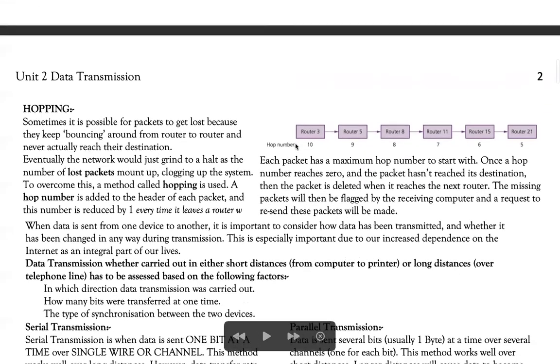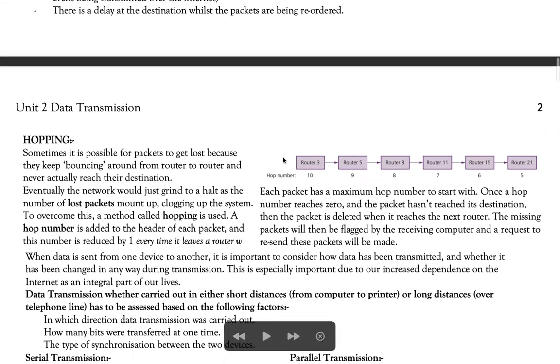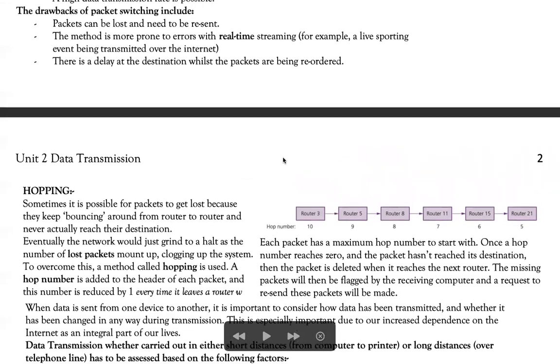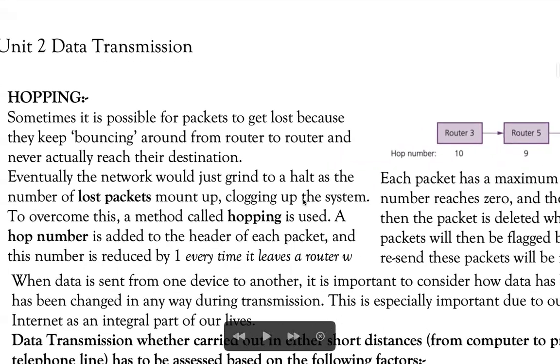Okay, let's try to understand what hopping, or the concept of hop number, means when we're talking about packet switching. Basically, hopping is a phenomenon where a packet gets lost because it keeps bouncing around from router to router and never actually reaches its destination.